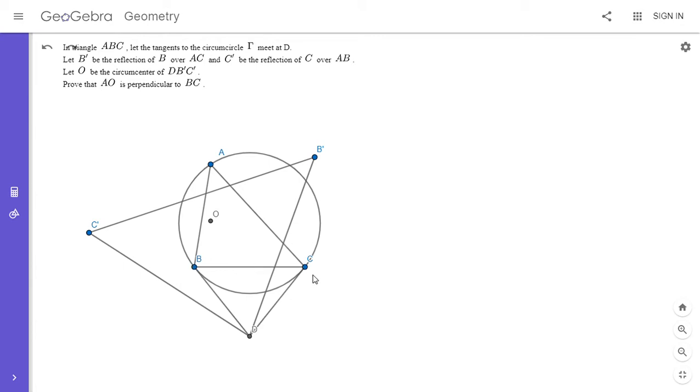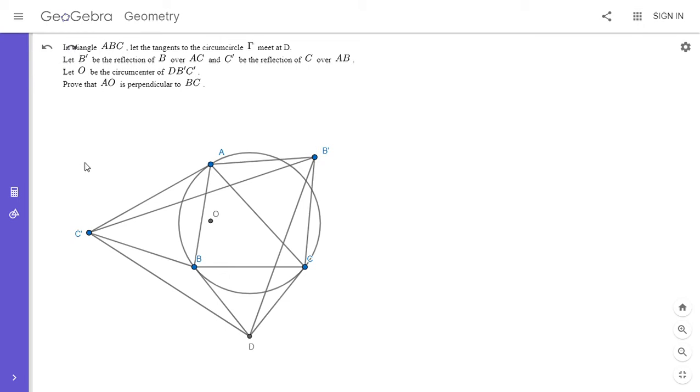So this problem was very tricky for me. I feel like it's much harder than the diagram makes it look. So I'm going to start out by pointing out some things that are easier to see. If C prime is a reflection of C over AB, then it's clear that triangle ABC prime has to be congruent to triangle ABC, and the same is true with triangle AB prime C. So I'm going to draw in those lines for those triangles.